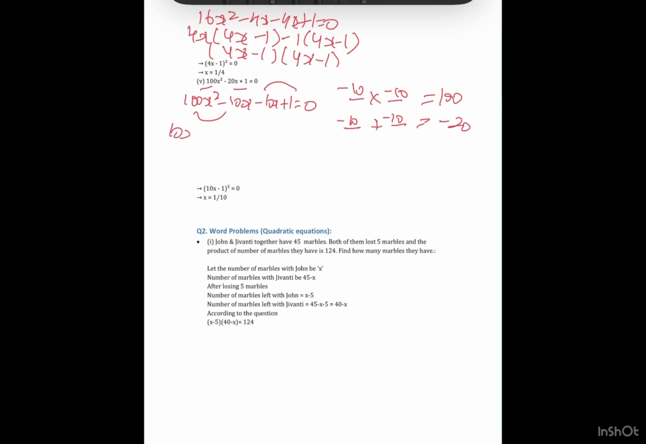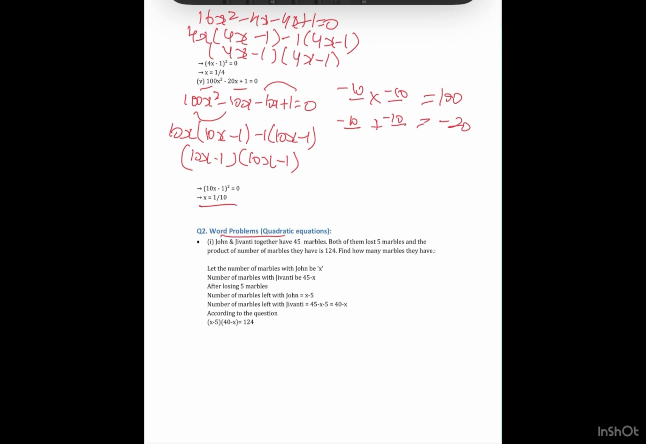We'll take out common from the first two terms. 100x square minus 10x, 10x is common, so in the bracket we are left with 10x minus 1. From the last two terms, I'll take out minus 1 common. I'm left with 10x minus 1. Again, both the brackets are same. That means both the roots are equal. So x is equal to 1 by 10. We have two roots, both the roots are equal and x is 1 by 10.